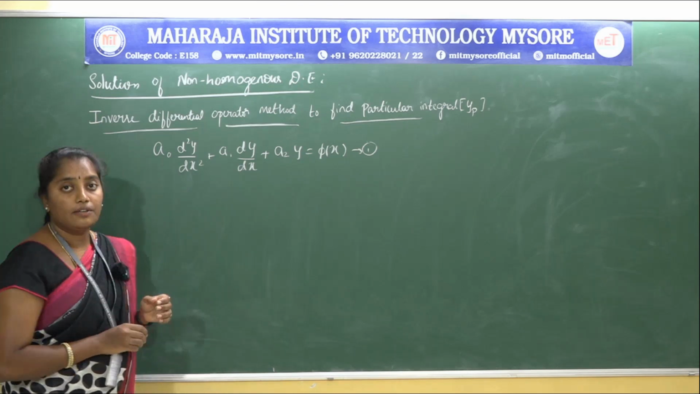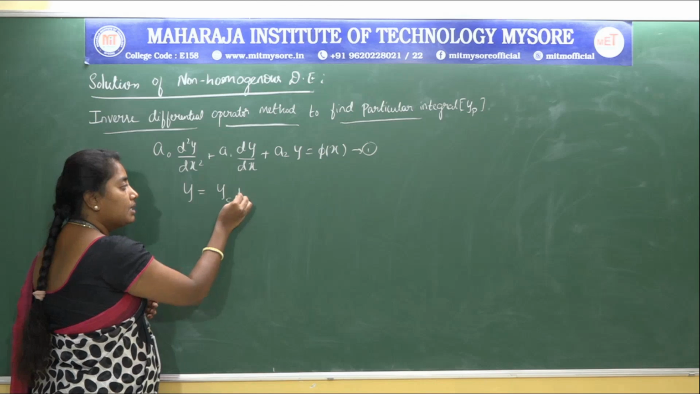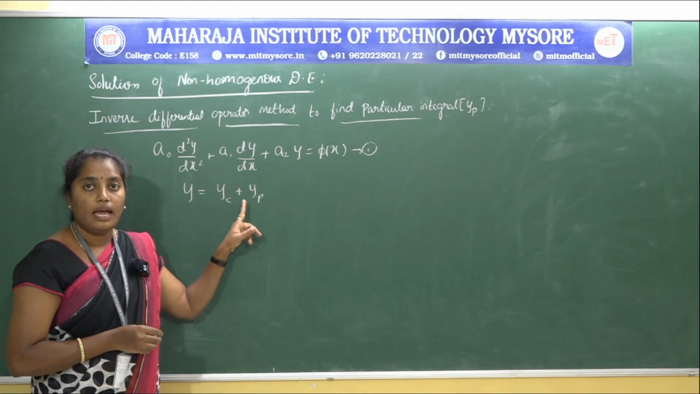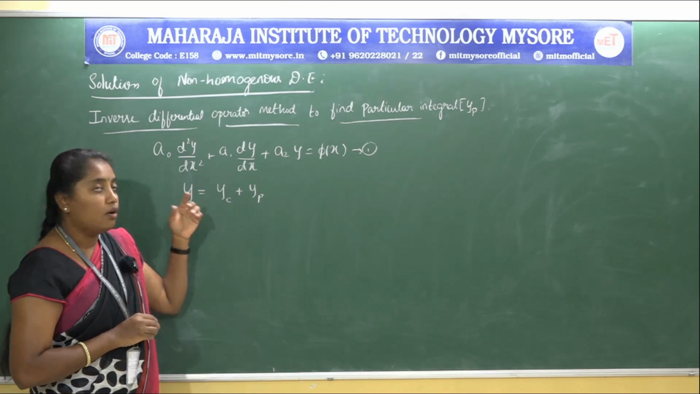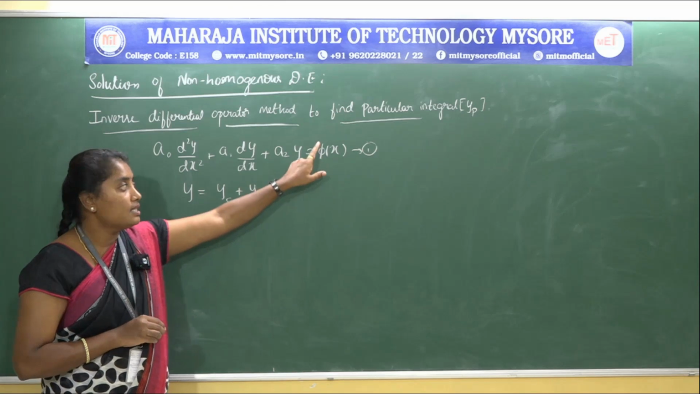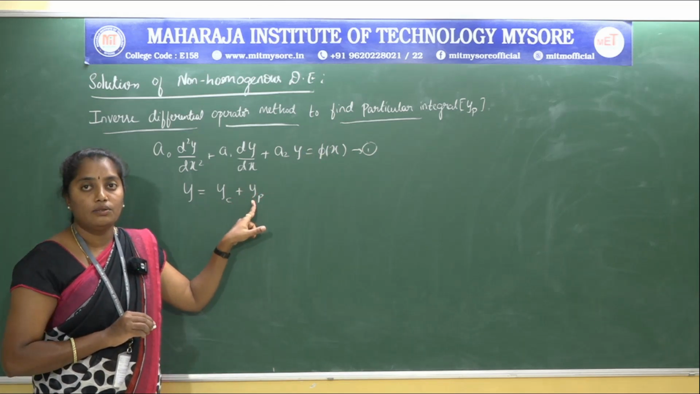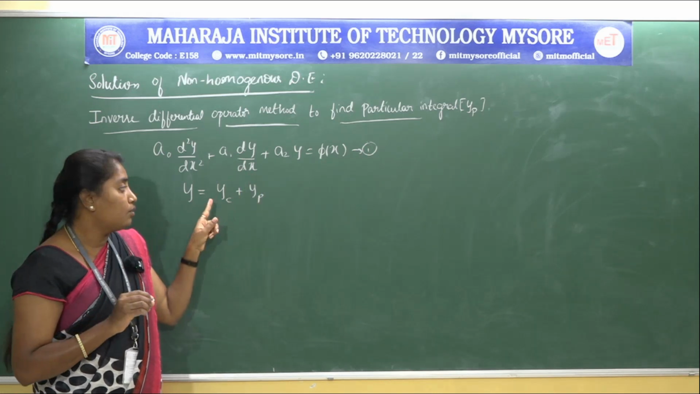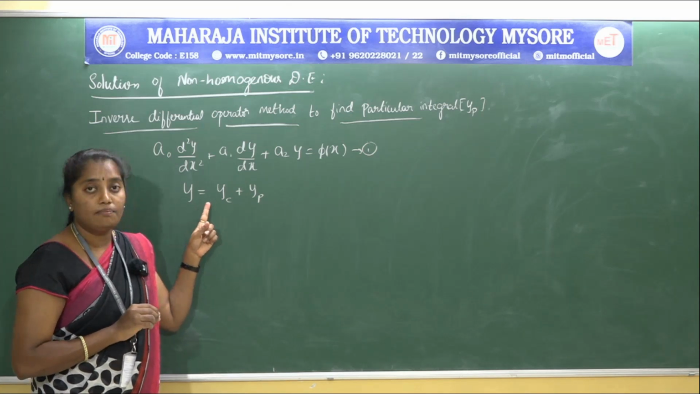And the solution of a differential equation contains two parts, that is yc plus yp, where yc is called the complementary function and yp is called the particular integral. For a homogeneous differential equation, since the value of phi of x is equal to 0, the value of yp is equal to 0. No need to find the particular integral. There we have to find only the complementary function, which I already explained in the previous class.